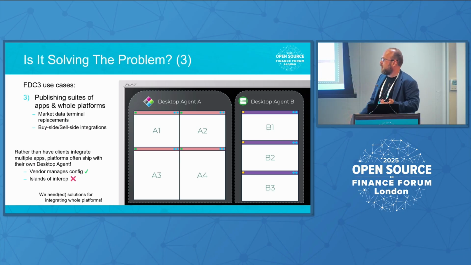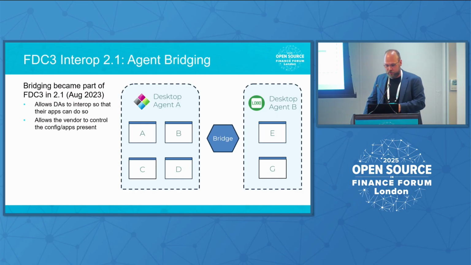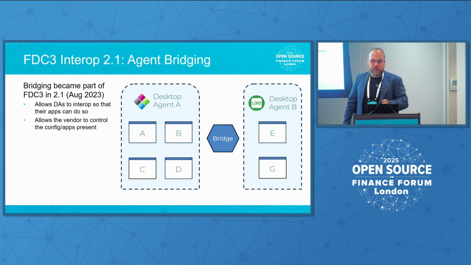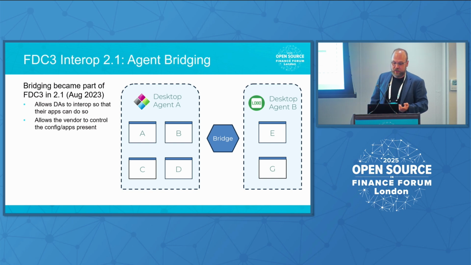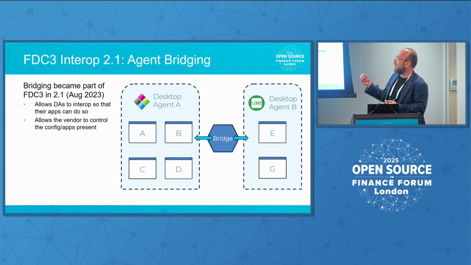So we needed some solutions for integrating whole platforms, and we have done a fair bit of work on that topic, as I think Juliana mentioned earlier. In FDC3 2.1, we developed something we call the bridging protocol, which is there to allow the desktop agents to talk to each other and to interop, so that the interop for their apps can just pass across without them having to know about the other agent. So again, it was intended to make it simple for the app developers and for the publishers that are pushing out whole desktop agents to make these things work together.